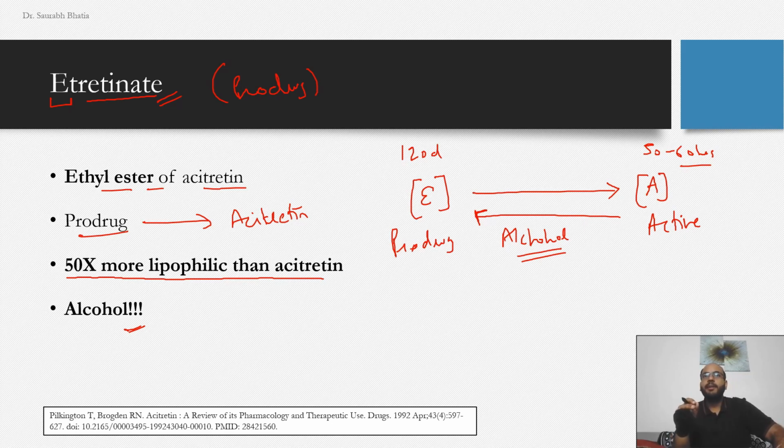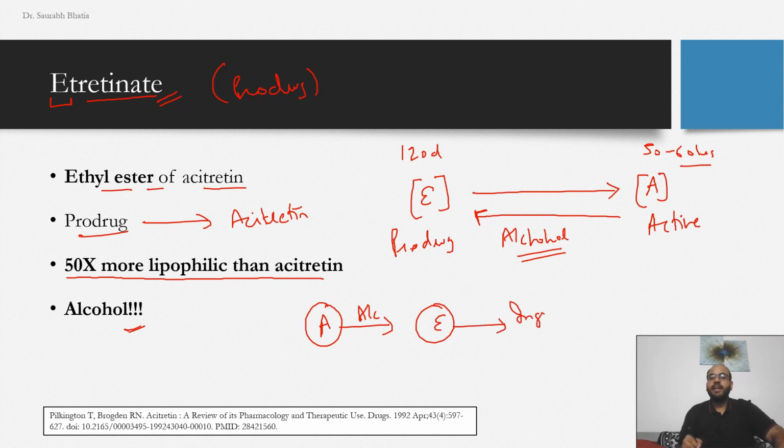What is going to happen is that if a patient is taking acitretin and you give alcohol, re-esterification can happen and acitretin will be converted back to etretinate. And this etretinate is 50 times more lipophilic. So you give acitretin, under the action of alcohol it gets converted into etretinate, and this will get ingrained in the fat cells. And if it gets ingrained in fat cells, it's going to stay for a long, long time.